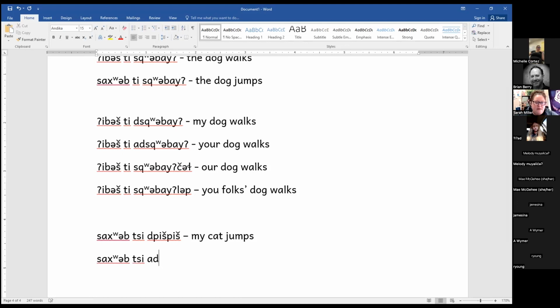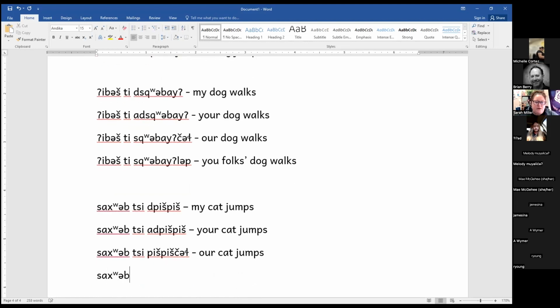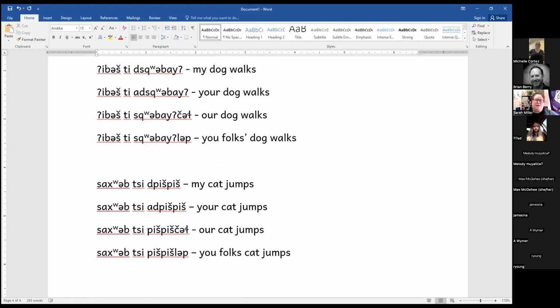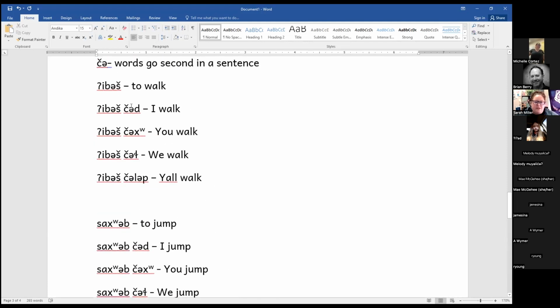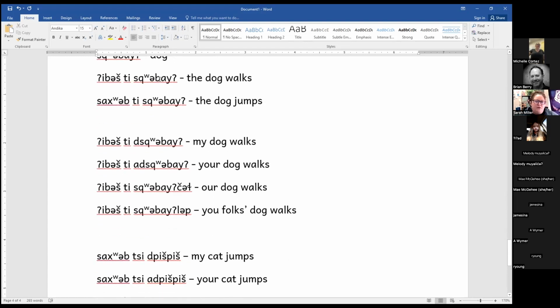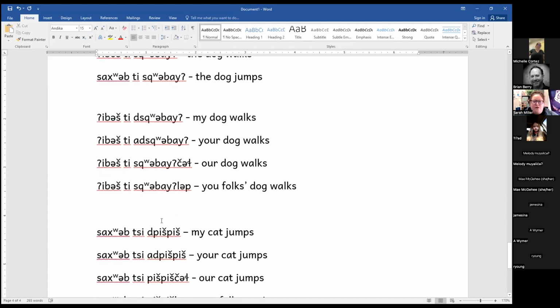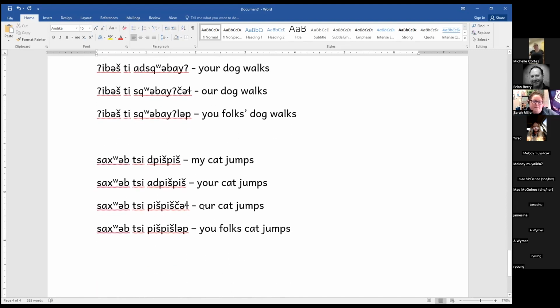Softweb sod peach, for your cat. Softweb see peach chuck. Our cat jumps. And softweb see peach luck. Folks's cat jumps. So you can see how we can change the sentence from talking about the ch words as subjects, the I, you, we, and you folks, to talking about the dog or the cat or your dog, your cat, our dog, our cat. So this is how we can change our sentences.